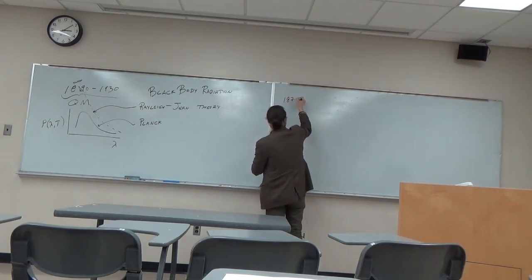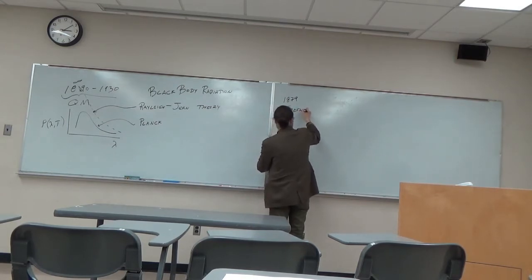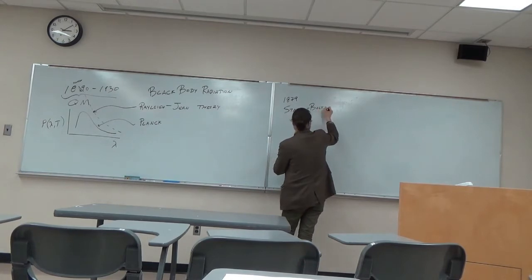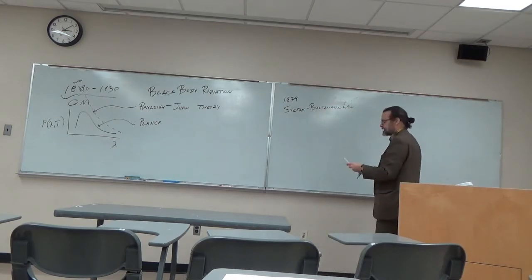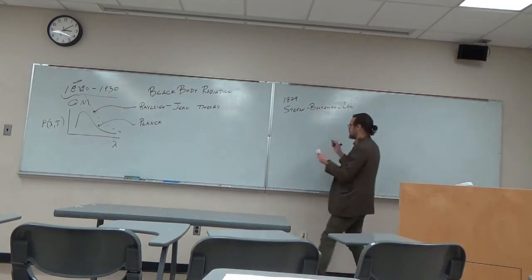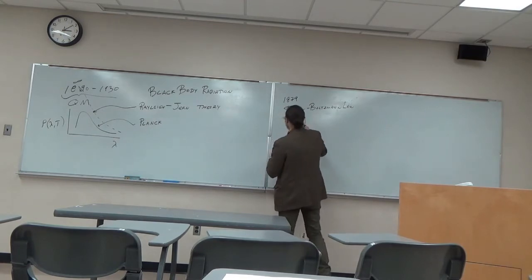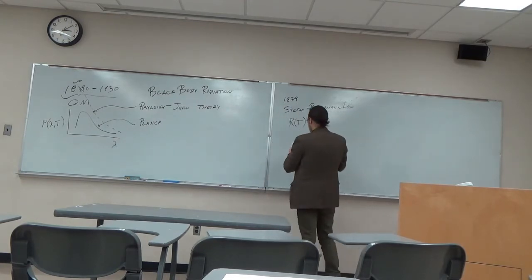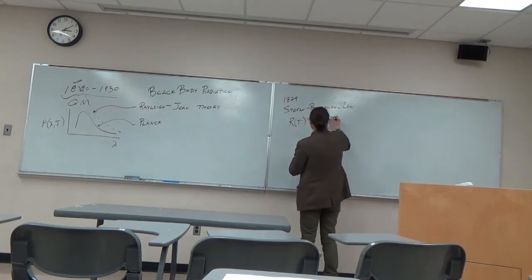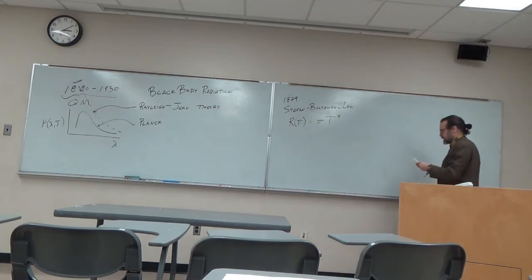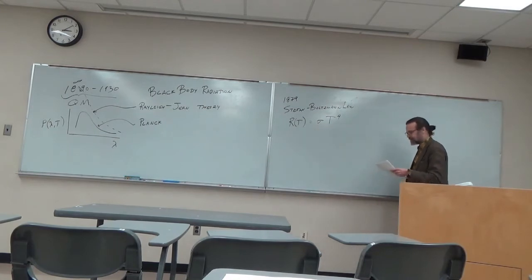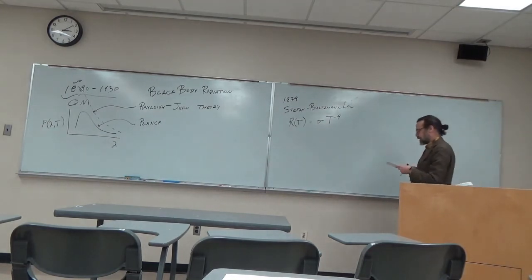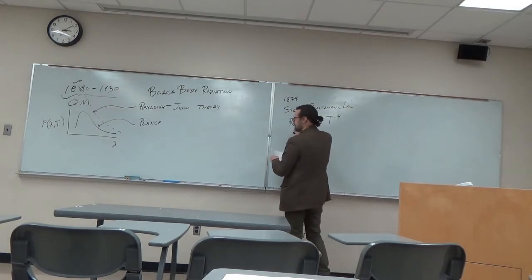In 1879, we had the Stefan-Boltzmann law, which says that the total emissive power from a black body, R_T, as a function of temperature, is equal to sigma T to the fourth. And sigma is a constant that's well characterized.